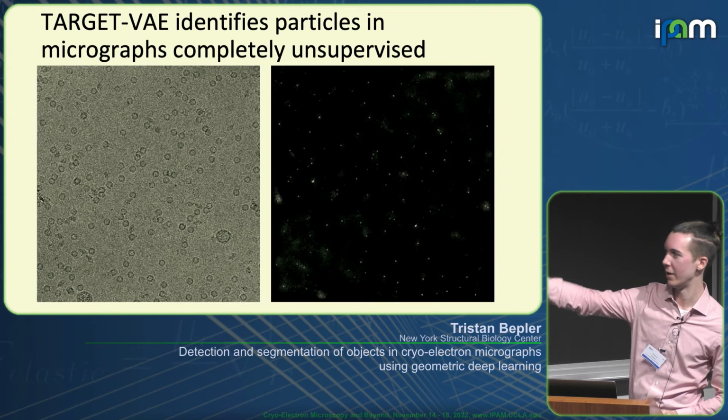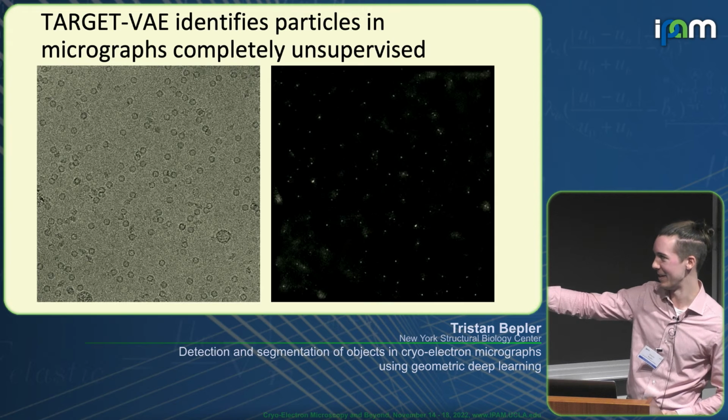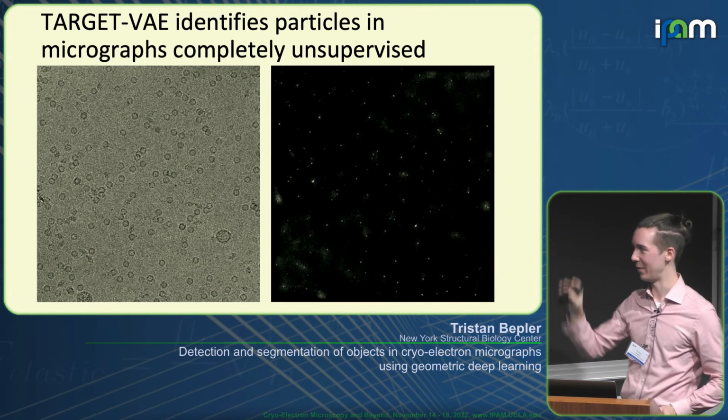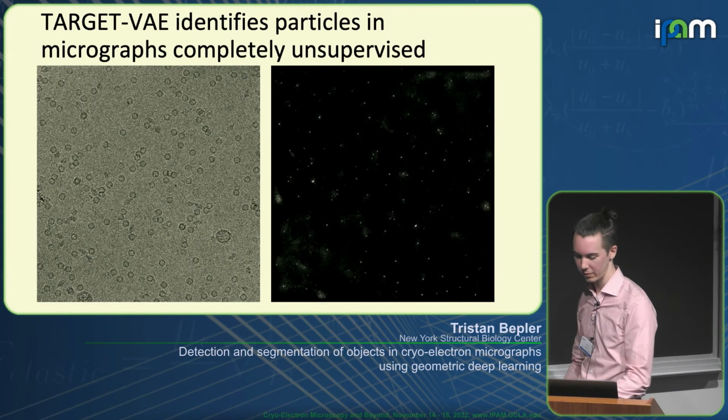So what I'm showing you here is a micrograph on the left, and hopefully you can see this activation map on the right, which is the probability that there is a particle at this place. It matches surprisingly well, and it's quite good at identifying where the particles are. And this is completely unsupervised.